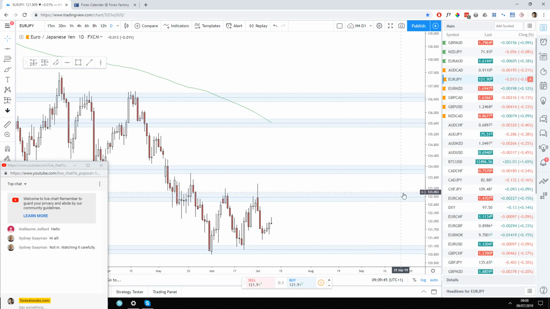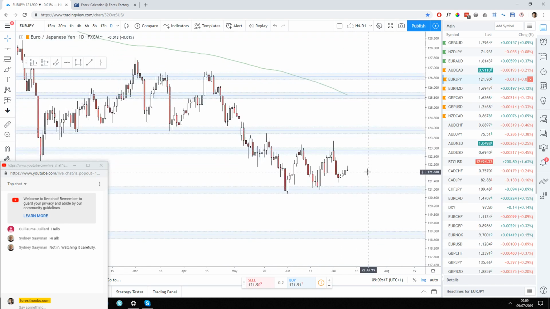EURJPY went into actually. EURJPY is stuck in a bit of a range right now, and we're just looking for price to bounce within this range. Now, it got almost down to the bottom of the range, but then it started kind of moving sideways with a slight upward slope. So we're still looking for price to hit the bottom of that range.